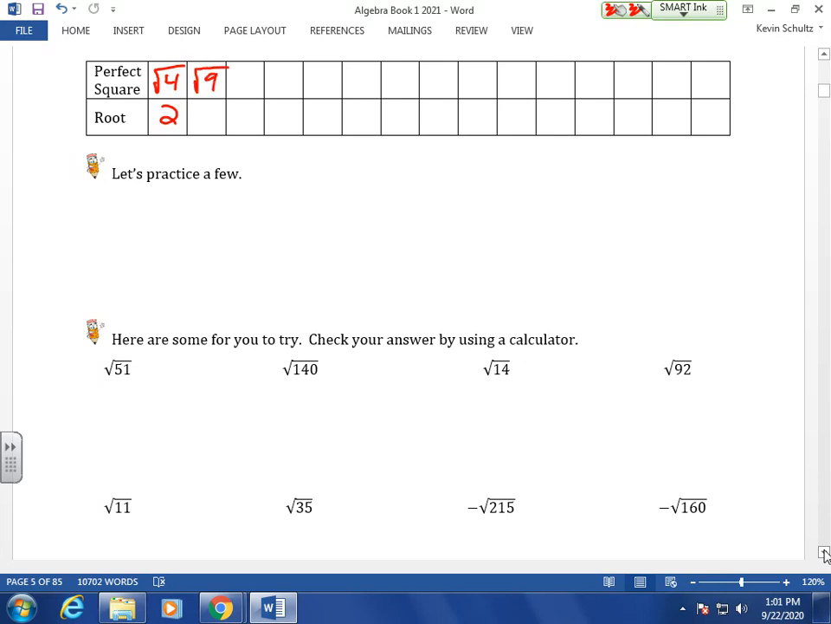The next perfect square is 9, and the root of 9 is 3. Then comes root 16. The root of 16 is 4. Root 25 is 5. Root 36 is 6. Root of 49 is 7. Root of 64 is 8. Root of 81 is 9. Root of 100 is 10. And now they start to get a little more fun.